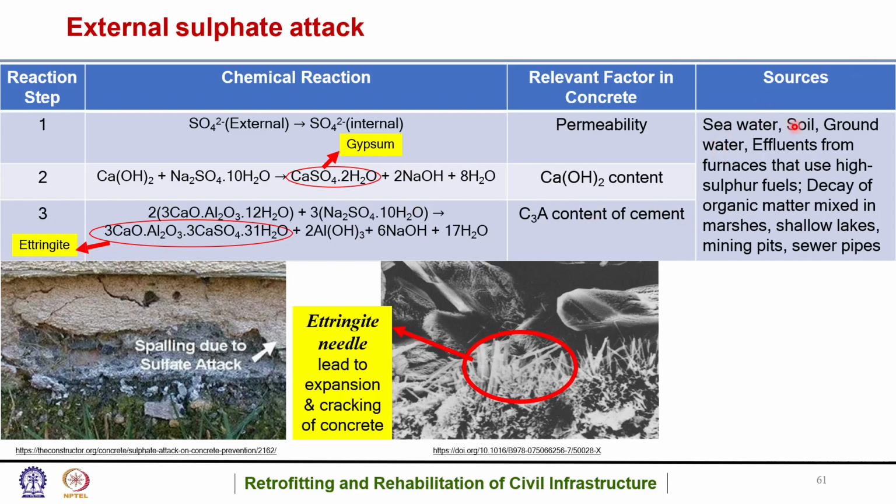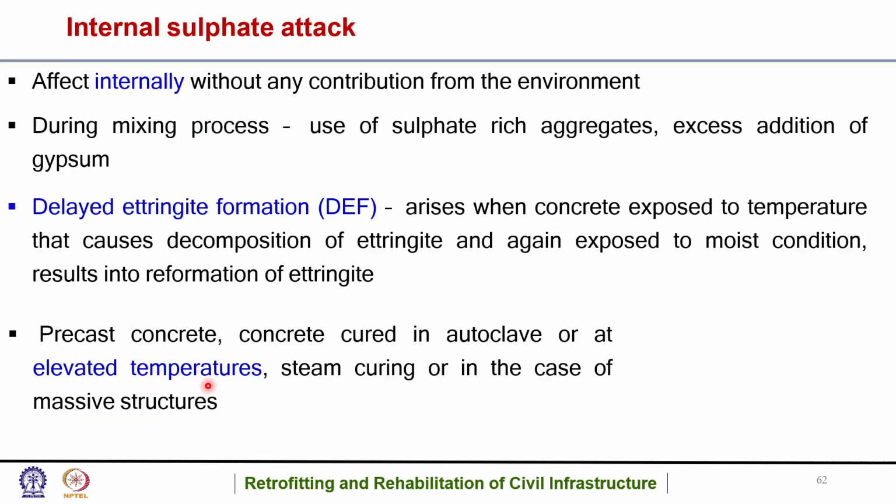The sources can be seawater, soil, groundwater, effluents from furnaces that use high sulfur fuels, decay of organic matter in marshes, shallow lakes, mining pits, and sewer pipes. And this is the ettringite needle. This formation has been depicted here, and it leads to expansion and cracking of concrete. This is an example of spalling due to sulfate attack.